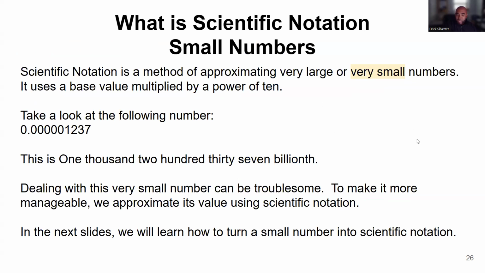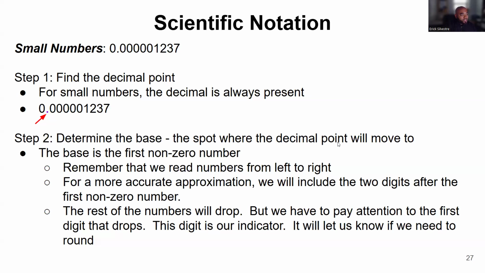All right, very small numbers now. Scientific notation is a method of approximating large and small numbers. We already talked about large numbers. Now we look at small numbers. If you start with a 0, if a decimal is involved, we are going to consider it a small number, even if it's 1/10. If it's 0.1, we are going to consider that a small number. So in this case, we look at the number, and then we follow the rules to put these numbers in scientific notation.